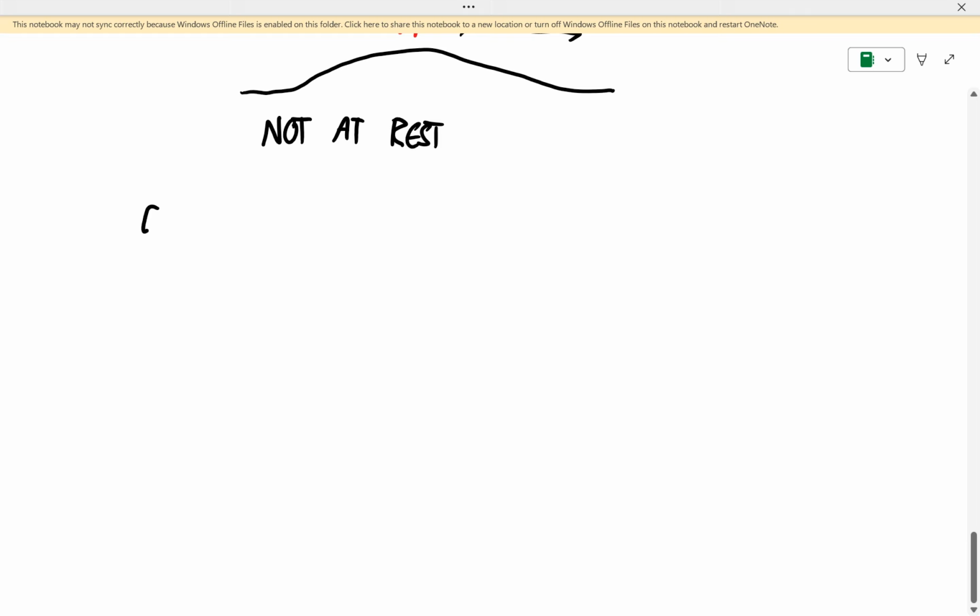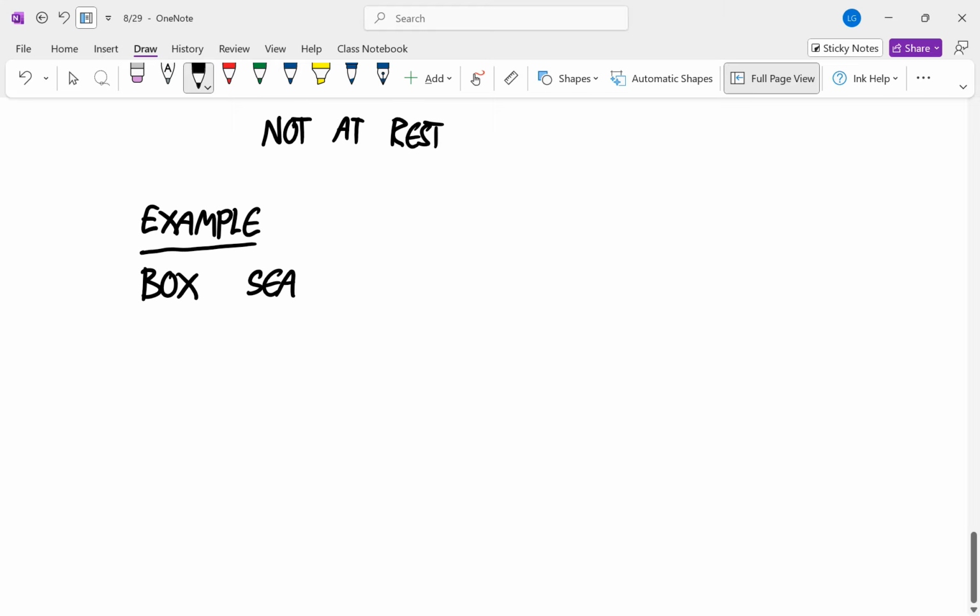Okay, let's think of an example with pressure. So let's imagine a box that's sealed at sea level. Oh, before I do this, sorry. Put this on hold for a second.